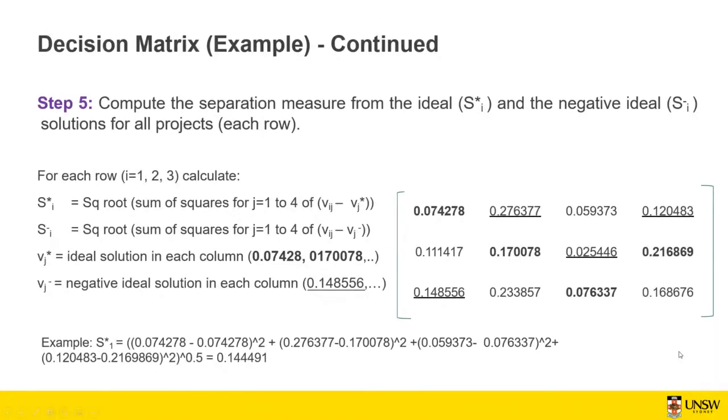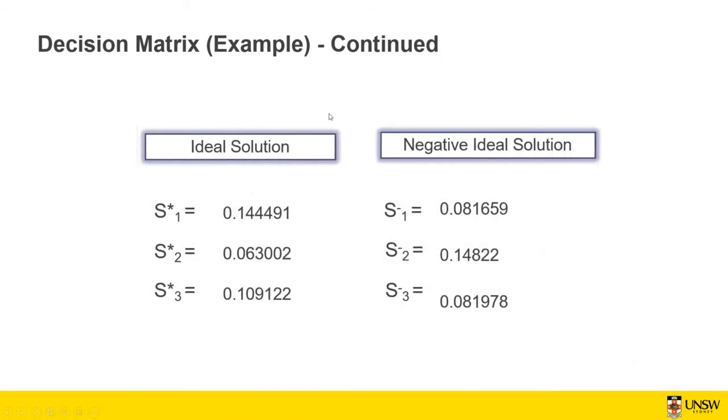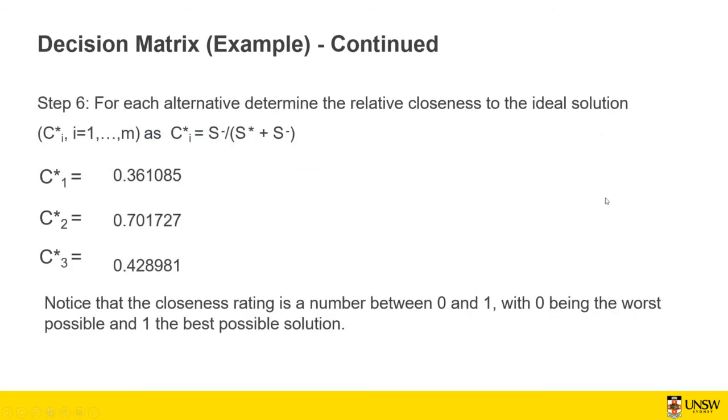Okay, so after you've done it, you got the ideal solution and the negative ideal solution. If you do all this calculation, and I encourage you to do the calculation yourself after we finish this lecture in order to get a better grasp of how the calculation has been done, then you get these 6 values: S1 star, S2 star, S3 star, S1 minus, S2 minus, S3 minus. And here you are, all the values, ideal solution and negative ideal solution.